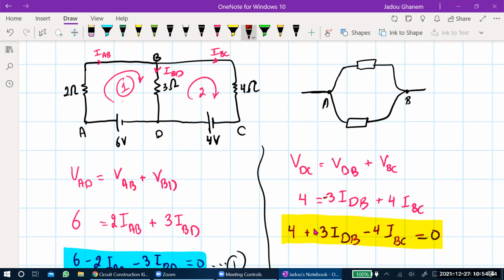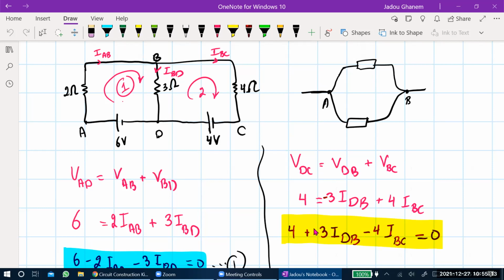Okay, there you go. IBD, IDB, IBC. So it shouldn't... it should be CB. No, the current is moving from B to C and it's passing through the correct direction, clockwise, so it's correct, IBC. But take a look at this one.